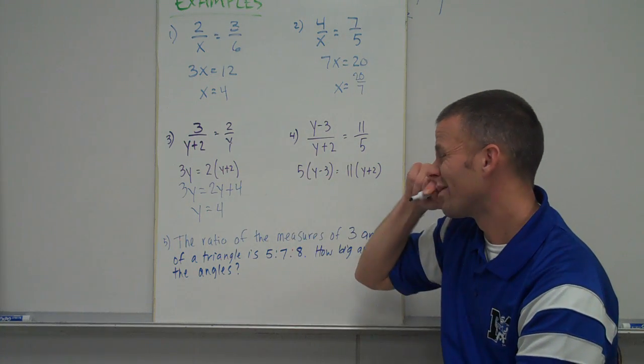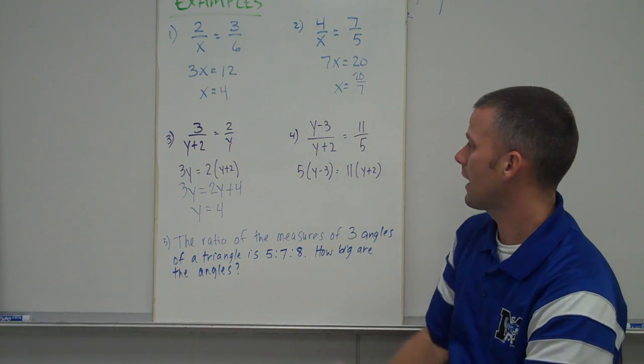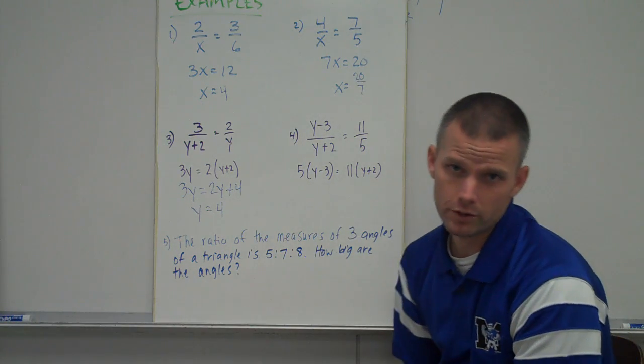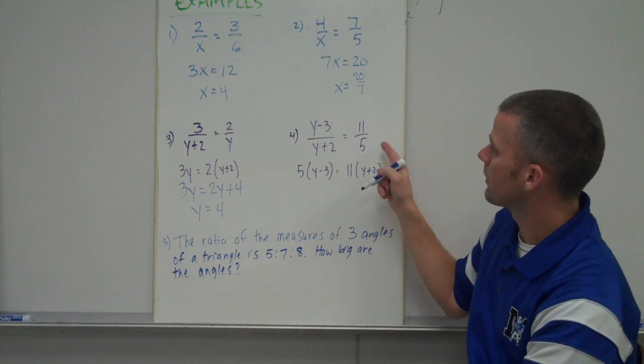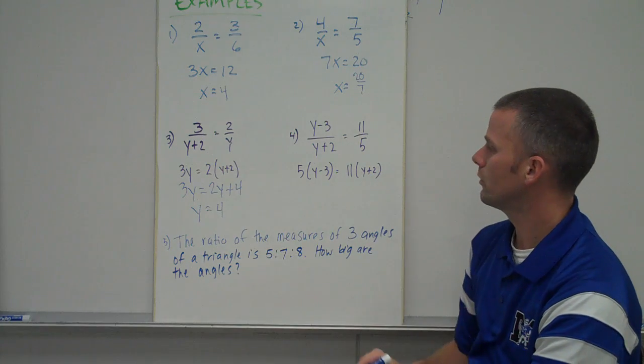Example 4. Y minus 3 over y plus 2 equals 11 divided by 5. So again, we've got more cross multiplication here. We've got more distributive property. 5 times the y minus 3. 11 times the y plus 2.